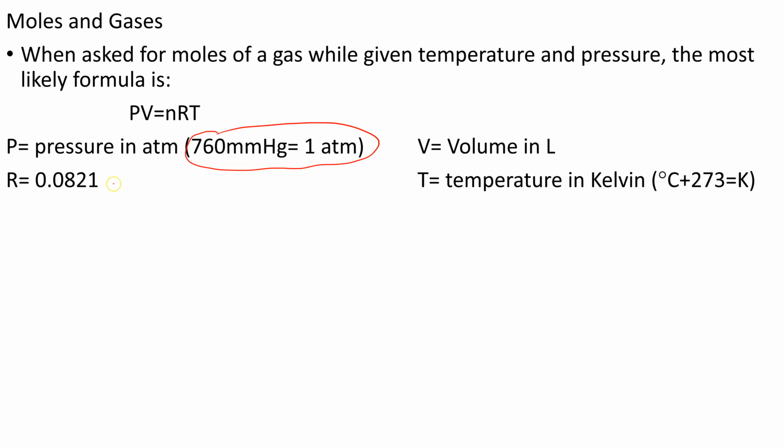R is 0.0821. Temperature is always going to have to be in Kelvin. So what you have to do is take your Celsius temperature, add 273, and that gives you your Kelvin temperature. This is always the case, so there's no way around that. And then there are your moles of gas.